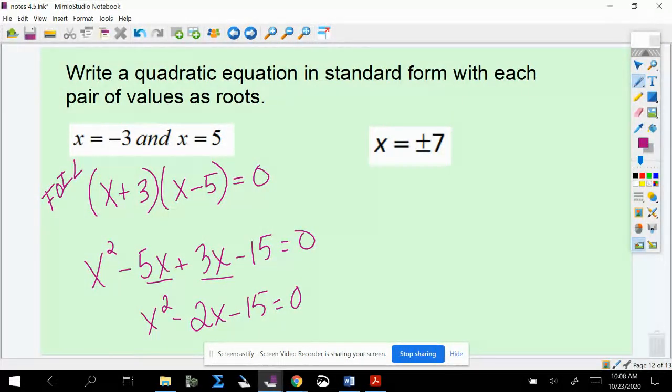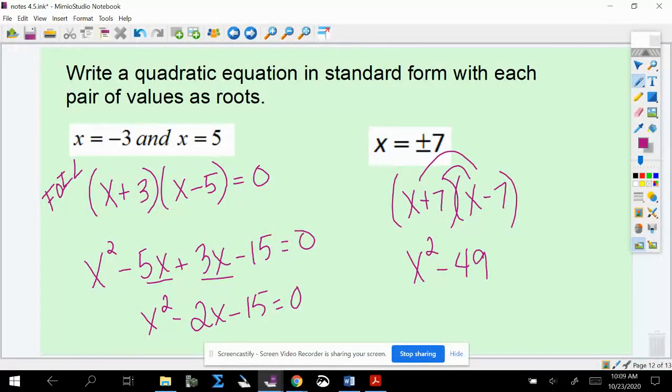For the next one, if my solutions are +7 and -7, that means one of my factors is x plus 7 and one of my factors is x minus 7. When you FOIL that together, you're going to get x squared. Your outer and your inner will cancel because one's going to be a -7x and one's going to be +7x. So you don't even have to write that down. You can go straight to the last. 7 times -7 is -49.